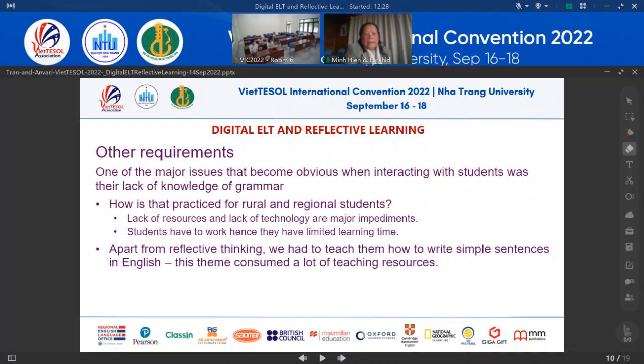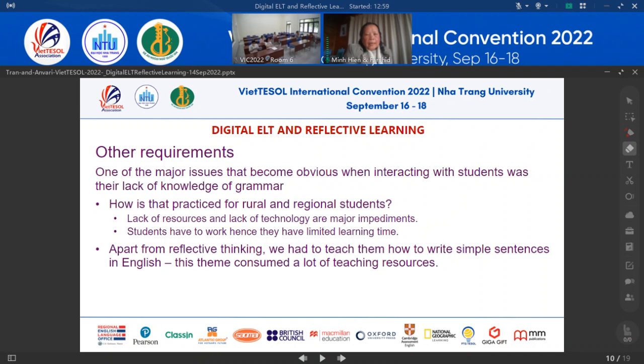One of the major issues that became very obvious when we interacted with the students was their lack of knowledge of grammar. And we found that for rural and regional students, their lack of resources as well as lack of technology are major impediments. On top of all that, most of our students actually have to work. They work as well as study, so they have limited time for learning.